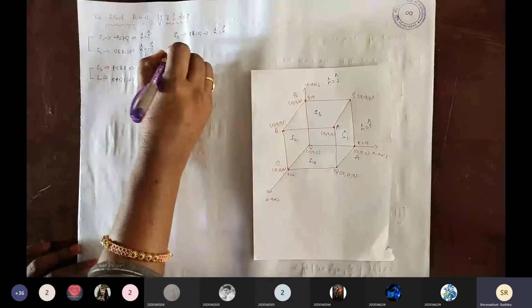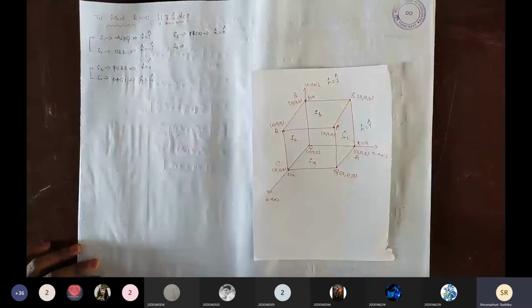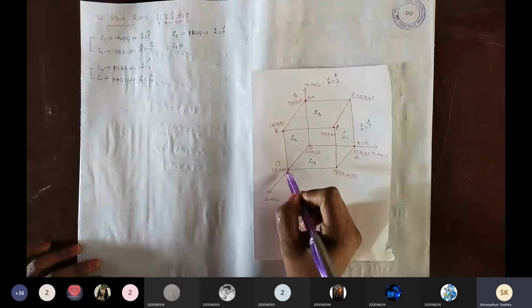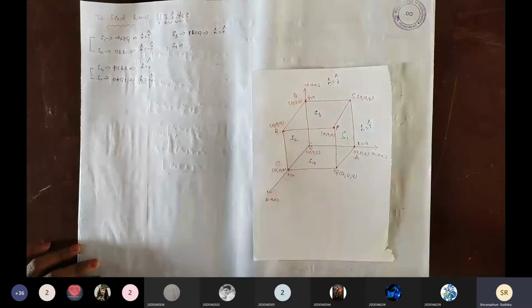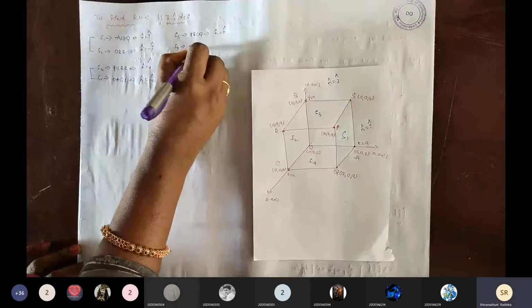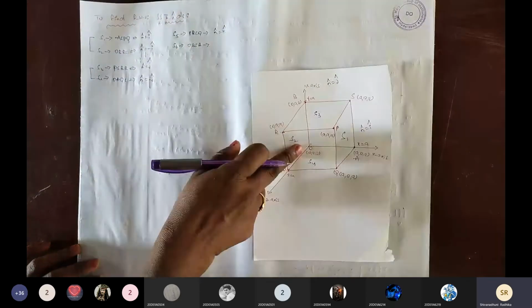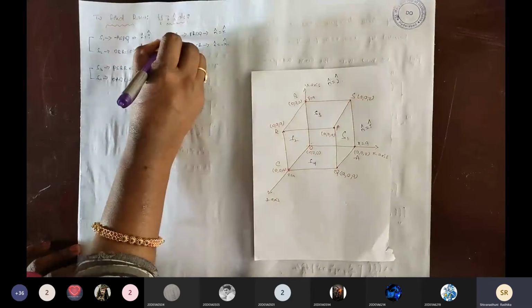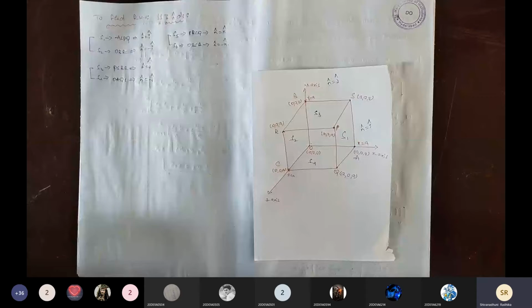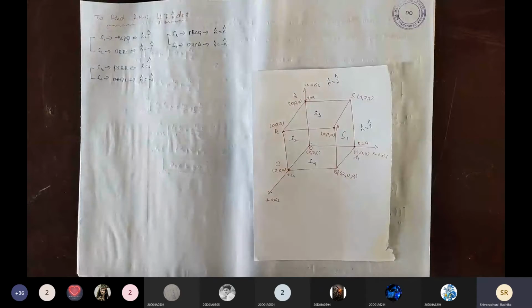Okay, now S6. Tell me the S6 projection. This is the S5, and the remaining one is the S6, OABC. It is the projection of S5, so n cap equals minus k cap. In total, how many surfaces? Six surfaces.